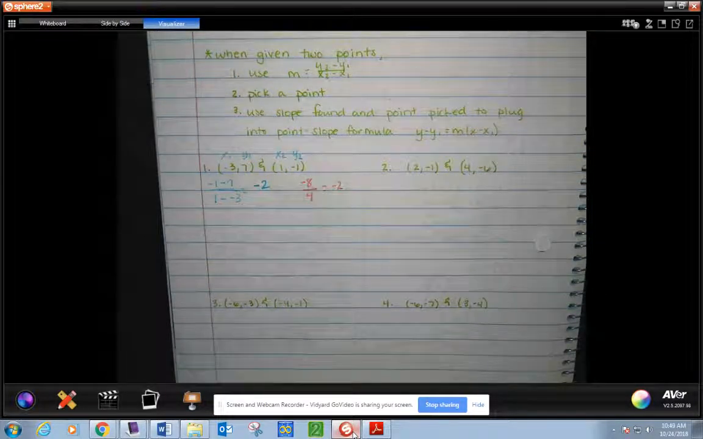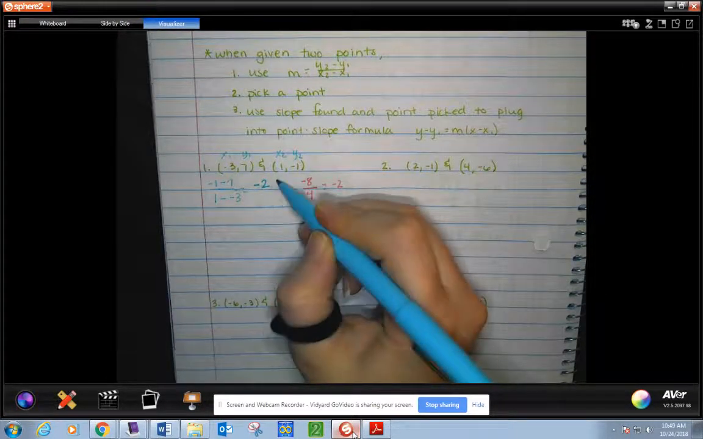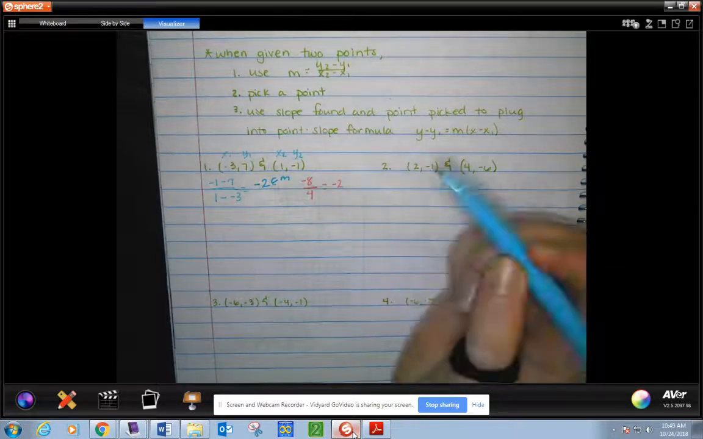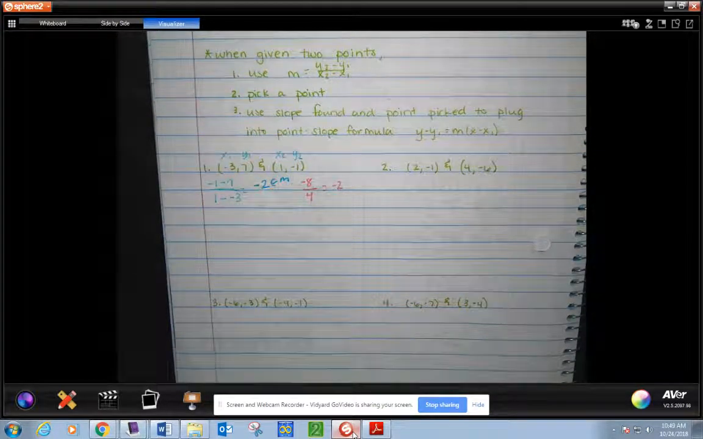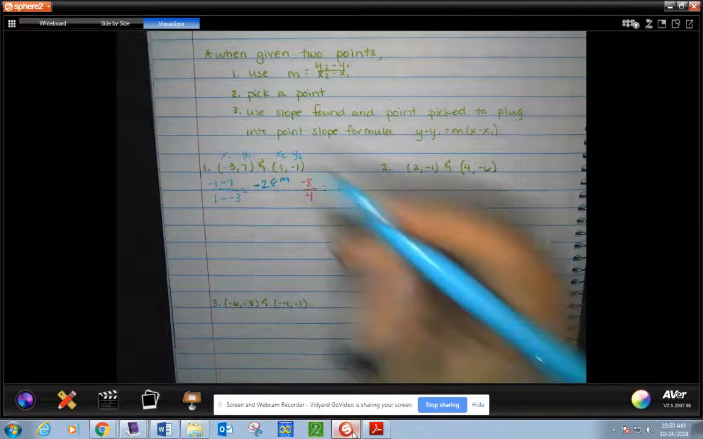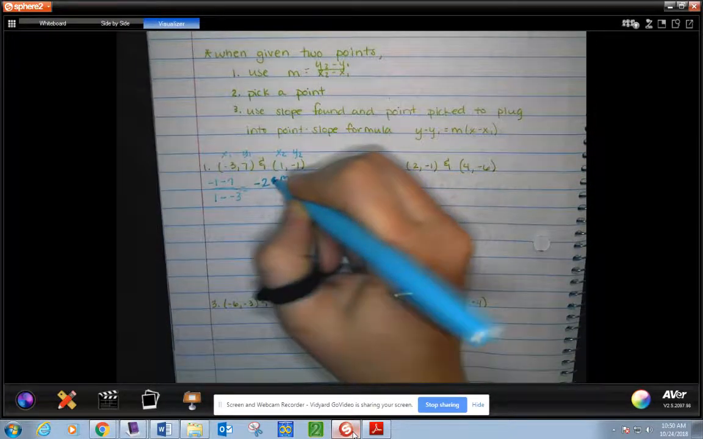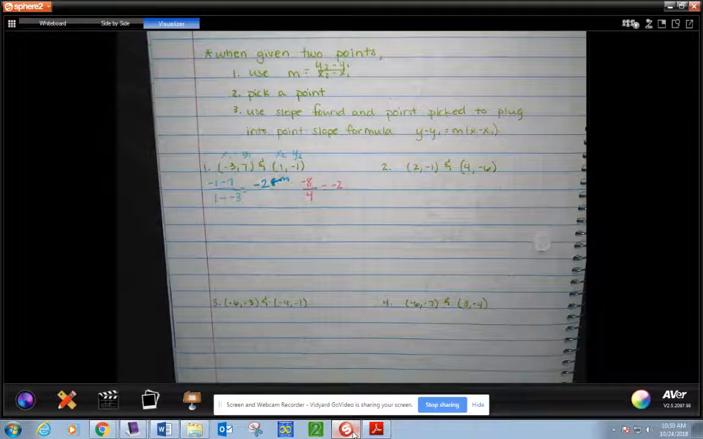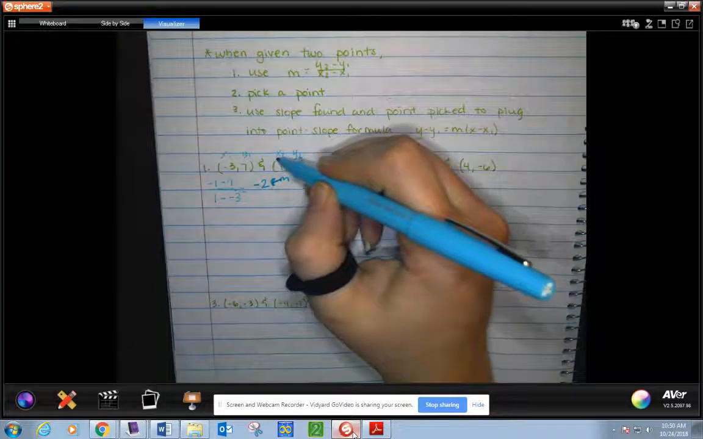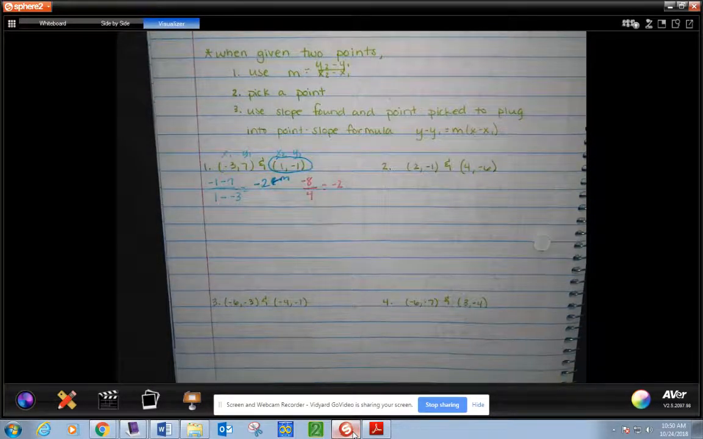If you use the calculator, just know this number is your m. Now you just need to pick one of your points, and it doesn't matter which point you pick. You can pick either point, whichever one you like better. I tend to pick points with smaller numbers, so I'm going to circle this second point because it has smaller numbers.